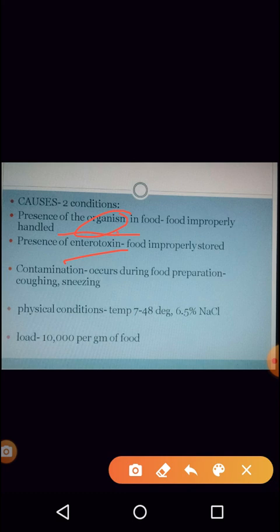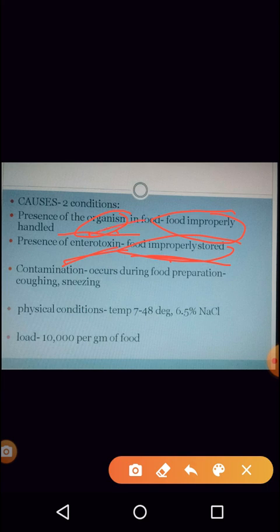Probably when the food was bought, it was not contaminated, but later on it got contaminated. That is because the food was improperly handled. The second reason is the presence of enterotoxin. Maybe while cooking, the organisms were not there, but when the food was stored improperly, the organisms gained entry into the food, produced the toxin, and you are consuming the food which has the toxin. So that's how you are getting the infection.